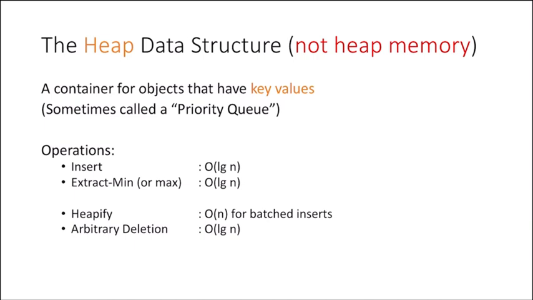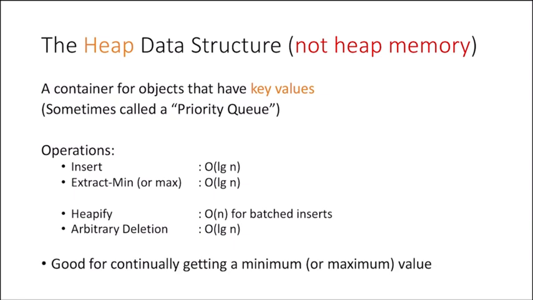Arbitrary deletion. So let's say we have access to a node. We don't have to search for it, because searching for something in a heap is going to be linear time. But to delete an arbitrary node is going to be logarithmic time. So what is it good for? You really just want to use it for continually getting a minimum or maximum element, and that's pretty much it. And when we start talking about Fibonacci heaps and Dijkstra's algorithm towards the end of this lecture, and definitely in the next lecture, I'll introduce another operation called the decrease key operation. But that's not something that'll show up a lot in this set of lecture slides.